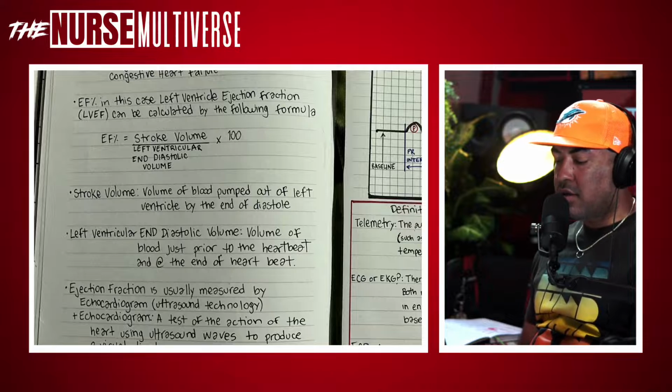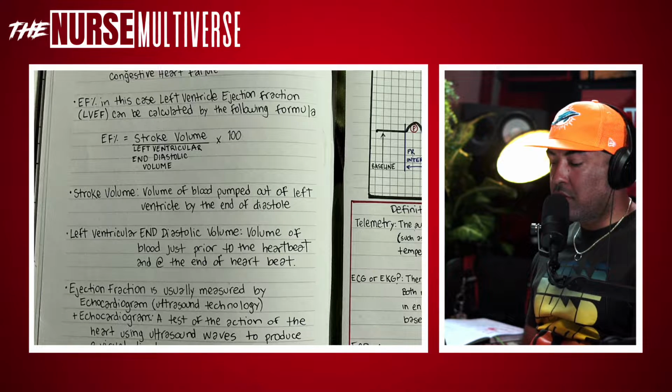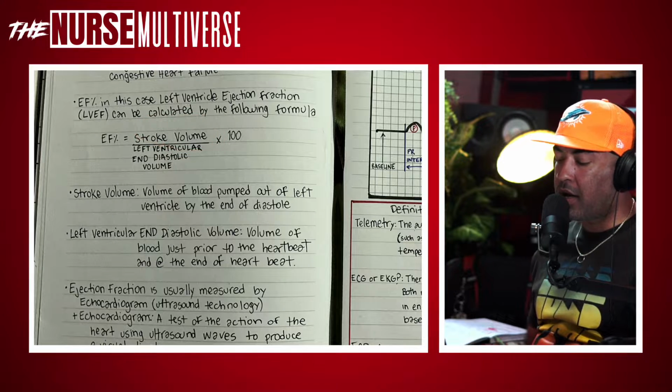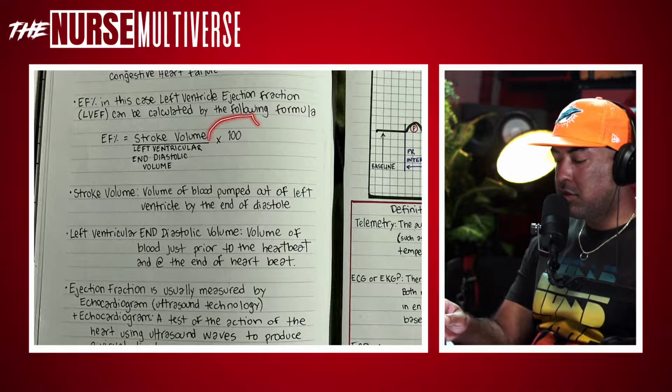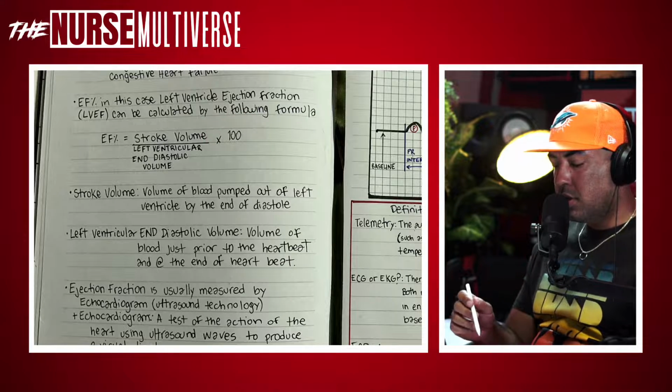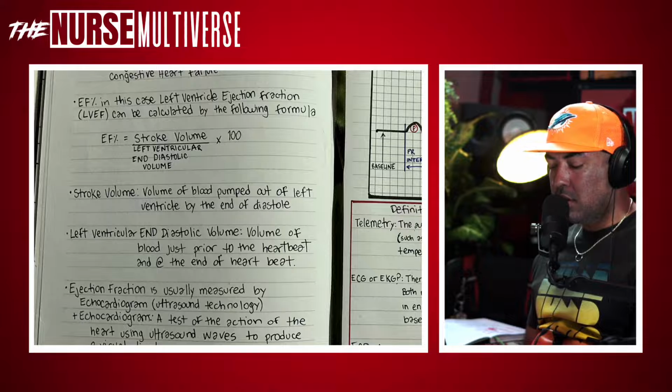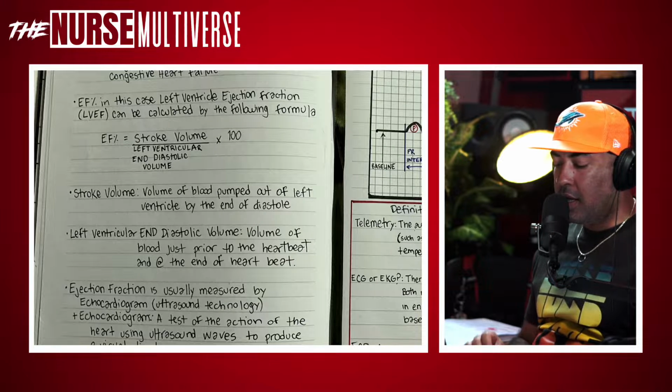Ejection fraction is calculated with the following formula. Stroke volume divided by left ventricular end diastolic volume multiplied by 100. Stroke volume refers to the volume of blood pumped out of the left ventricle by the end of the diastole. And left ventricular end diastolic volume is the volume of blood just prior to the heartbeat and at the end of the heartbeat.